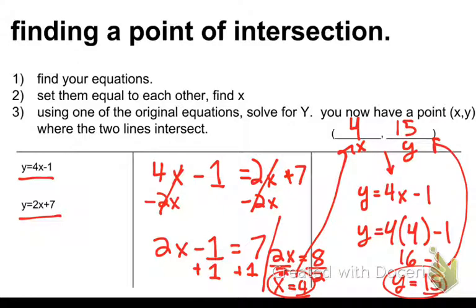So, the question is, when is y equals 4x minus 1 going to be equal to 2x plus 7? When are those two lines going to meet? The answer is (4, 15). When x is 4 and y is 15. Okay.